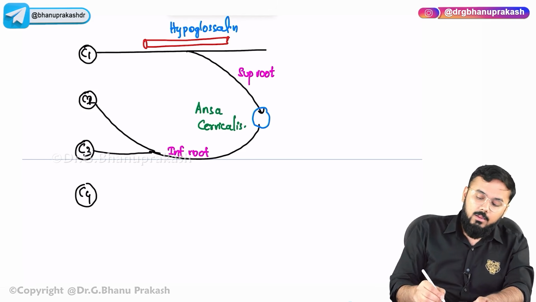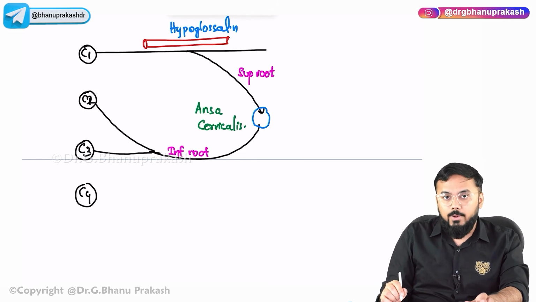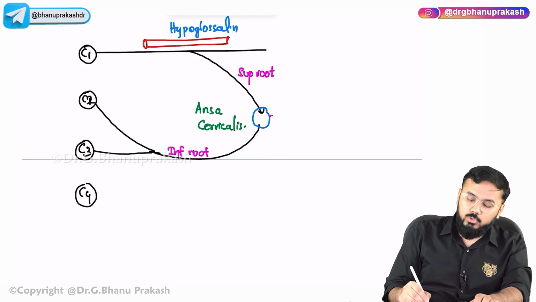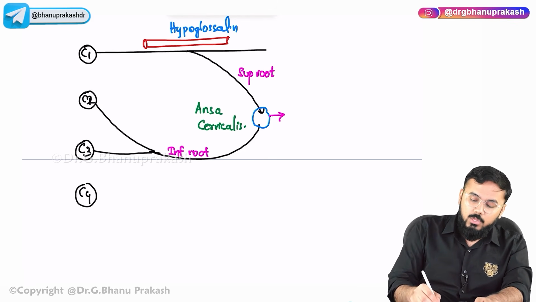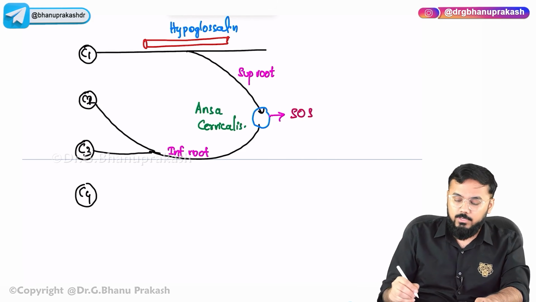Now from here, what does the ansa cervicalis do? The ansa cervicalis basically gives 4 different branches to 4 different muscles. What are those muscles? It gives branches to the muscles called SOS muscles. Okay, what are SOS muscles?